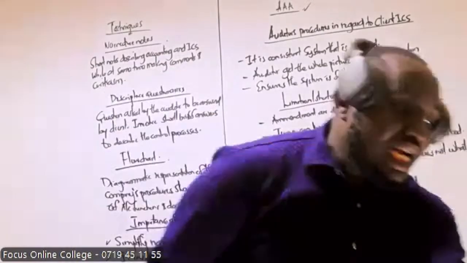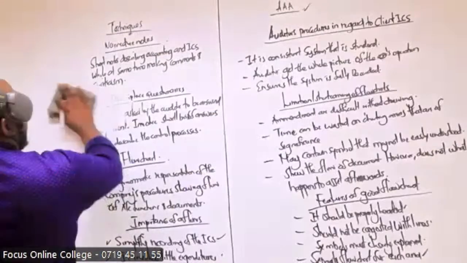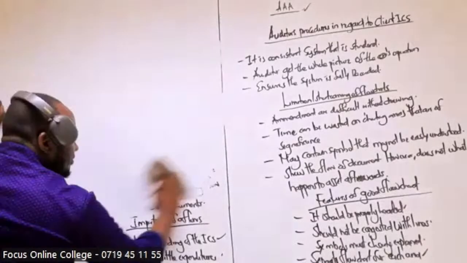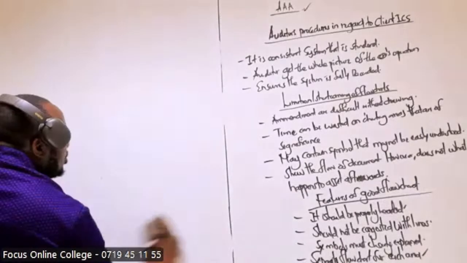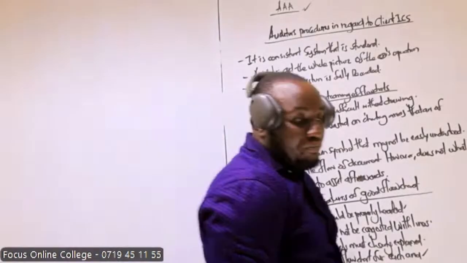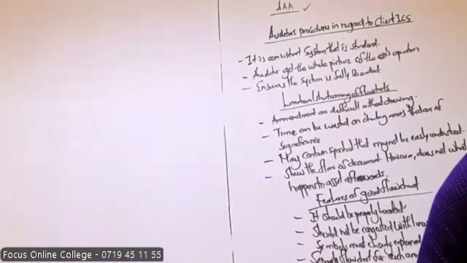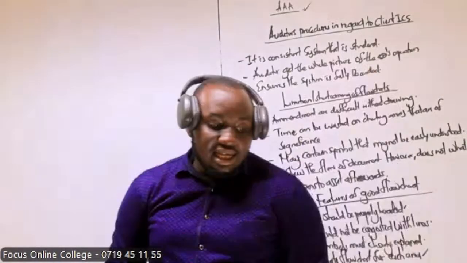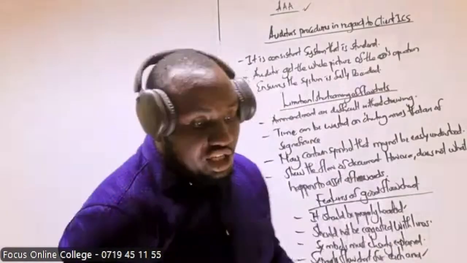So those are the characteristics of a flow chart. Give me a yes if you're together. Features, characteristics of a flow chart. Give me a yes if you're together. Features, characteristics of a flow chart.